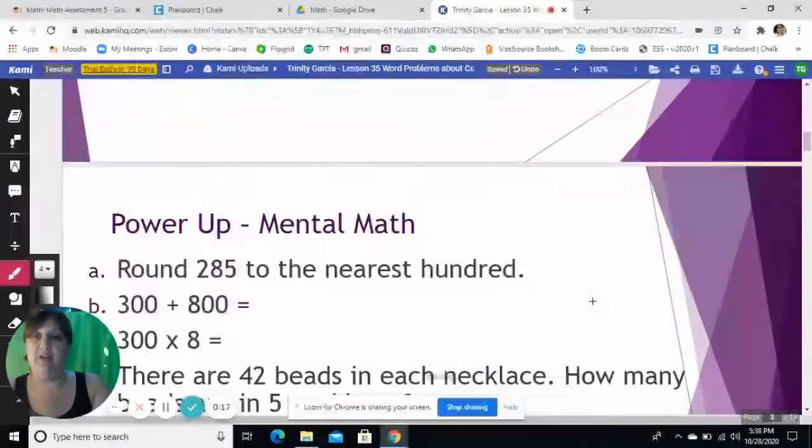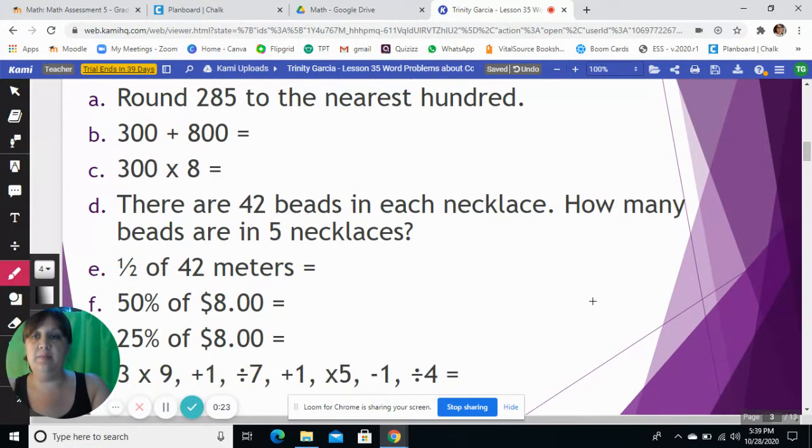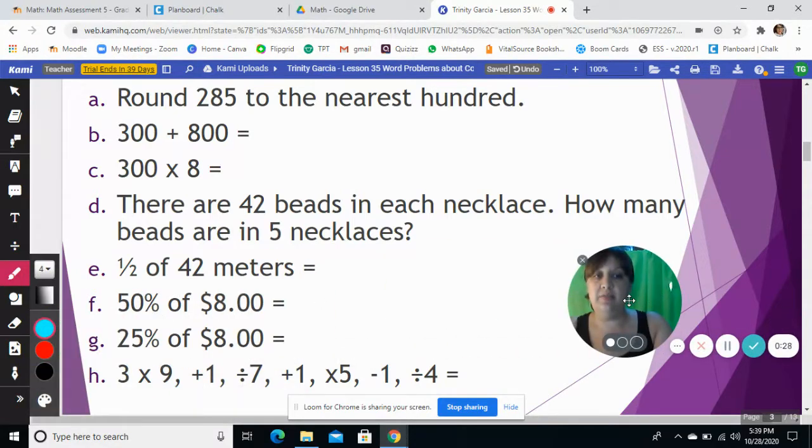I hope you guys are having a good day today. We're going to start with our mental math like always. So go ahead and write these problems down in your notebook and then go ahead and solve them. When you're ready, come back and push play. All right, welcome back. Here we go.